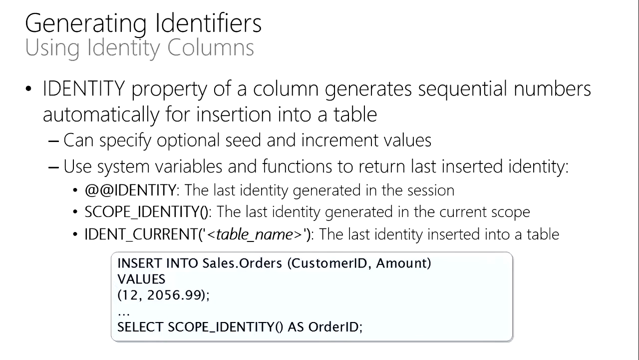So we talked a little bit about generating identifiers, and we talked about this notion of an identity column. In an identity column, we generate sequential numbers automatically every time a row is inserted. And you can specify, like we said earlier, optionally the seed and the increment. So by default, it will start at 1 and go up in ones. But I could start at 100 and go up in tens if I particularly wanted to have a sequence of IDs like that.